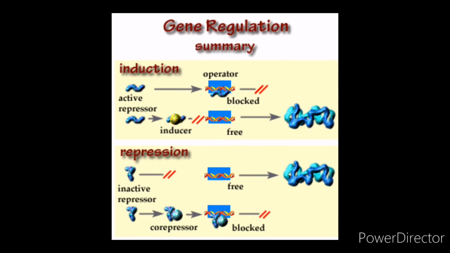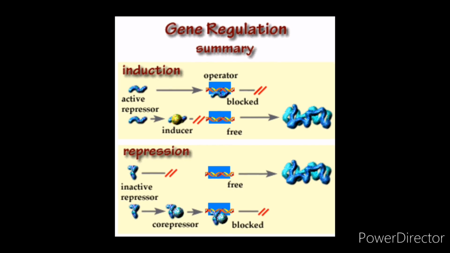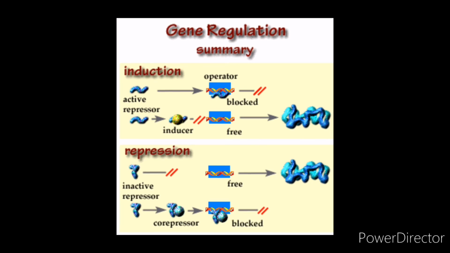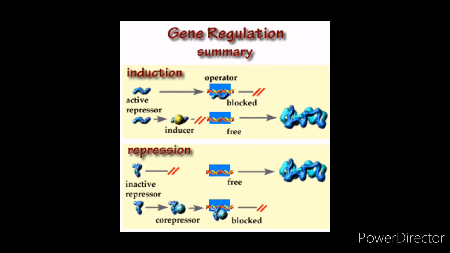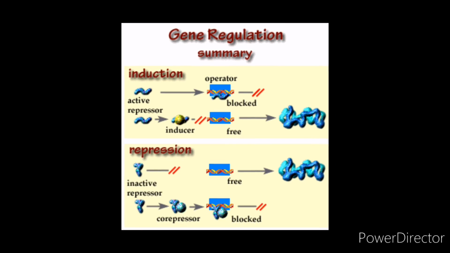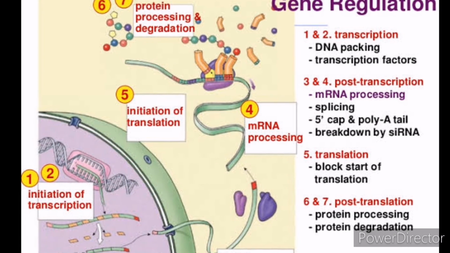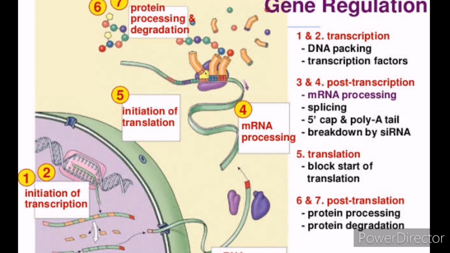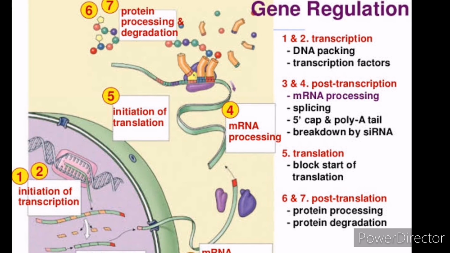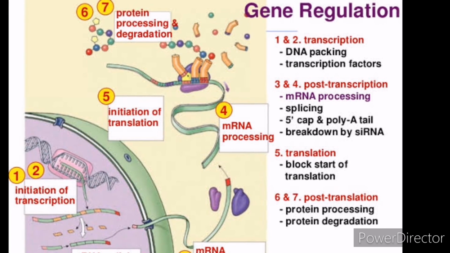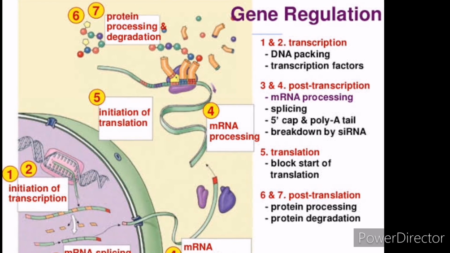In gene regulation, we have induction and repression. In induction, we have the active repressor, operator, block, inducer, and free. In repression, we have inactive repressor, free, corepressor, and block. In gene regulation, we have 1 and 2, initiation of transcription, 3, mRNA splicing, 4, mRNA protection and mRNA processing, 5, initiation of translation, 6 and 7, protein processing and degradation.